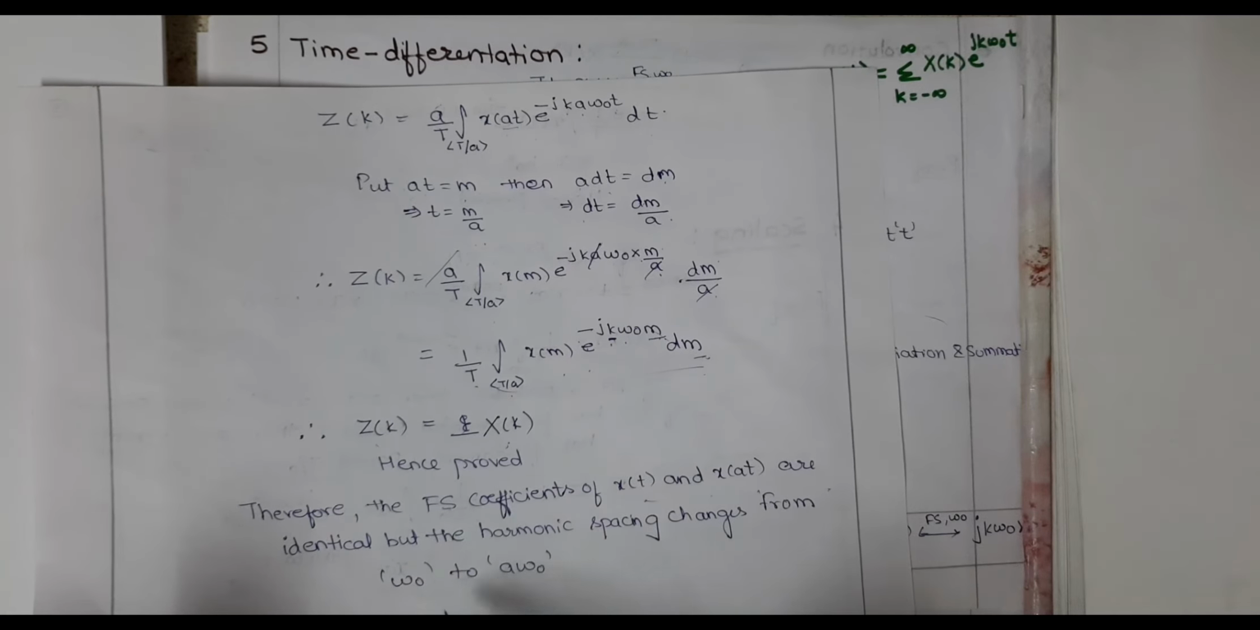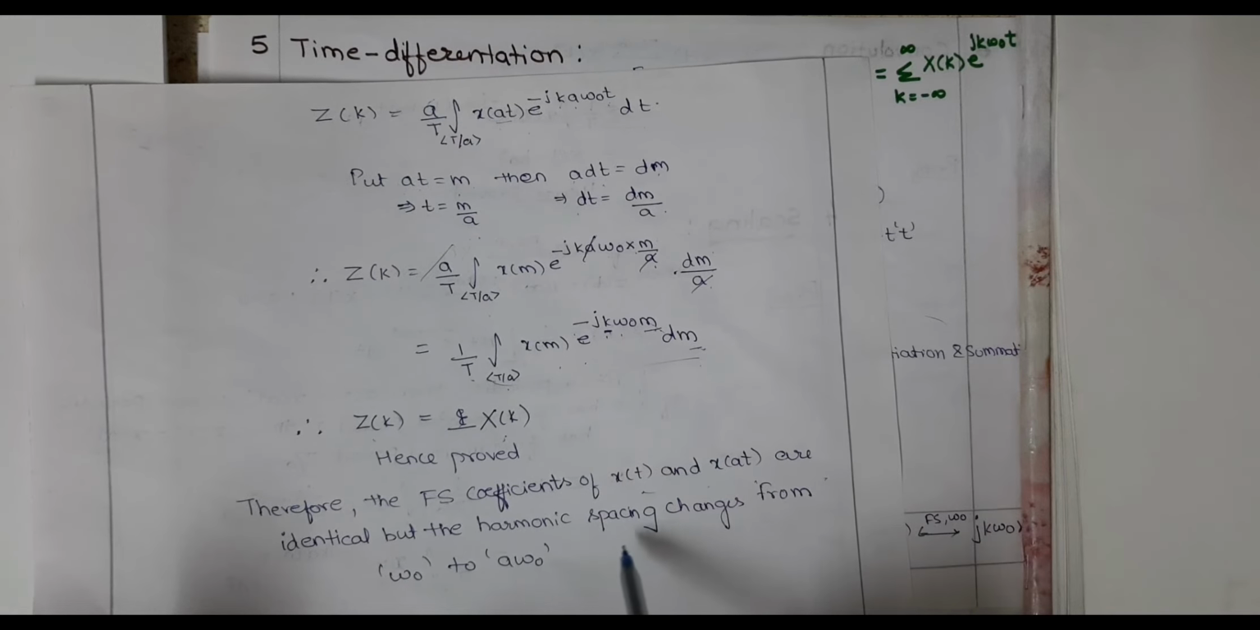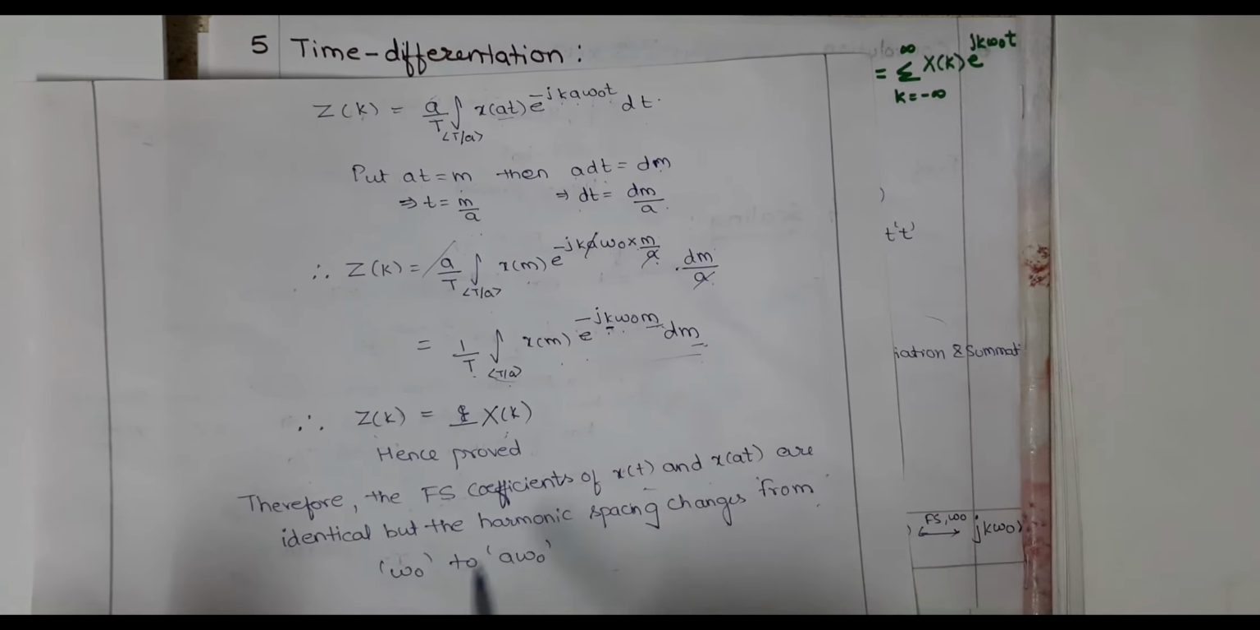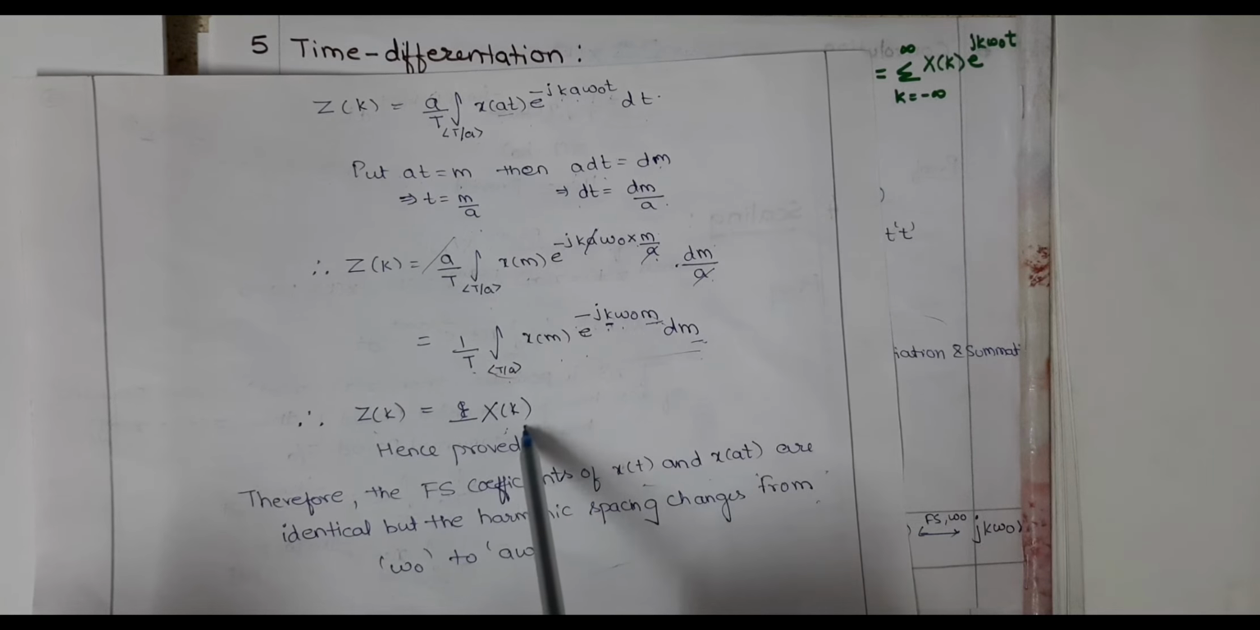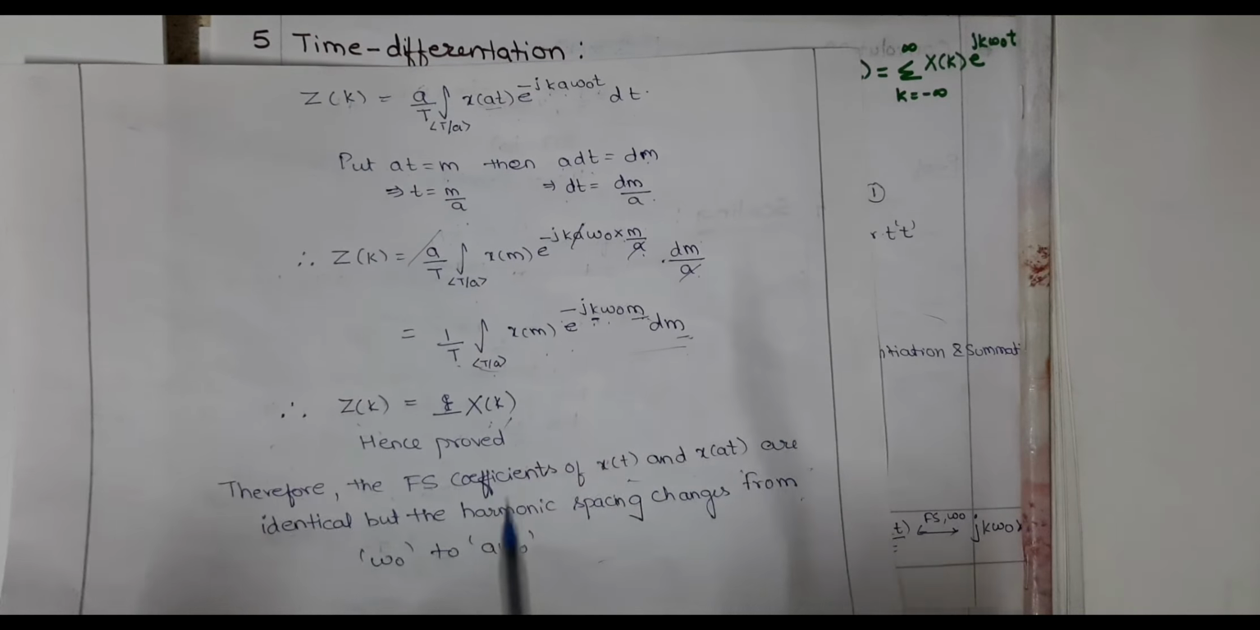You got same x of k, but the spacing between the harmonics, or the frequencies, changes from omega naught to a into omega naught. Only the difference is the Fourier series representation is different, but how to differentiate? Because of the harmonics.